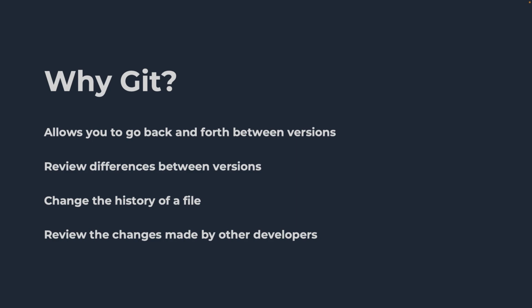Now, why Git? Even though we talked about version control, we haven't really dived into the usage and power of Git. Git solves a couple of important problems. It allows you to go back and forth between different versions, so you don't need to make a copy of your project by right-clicking on it, copying or zipping it. This will all be done with Git through version control. It also allows you to review differences between versions, which is incredible because this will show you exactly what has been changed within a specific file. It allows you to change the history of a file, and it allows you to review the changes from other developers and even leave feedback for them.